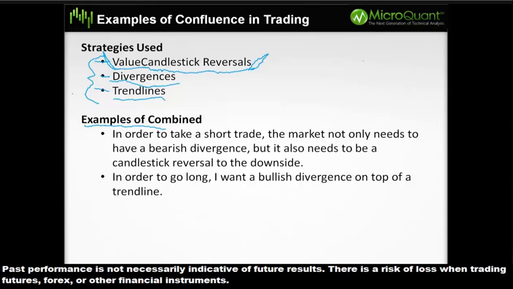Here's another example. In order to go long, I want to have a bullish divergence on top of a trend line or on top of a support or resistance level. So you not only want to have a divergence, a bullish or bearish divergence, you want it to be sitting on top of support, plus you want it to be undervalued.